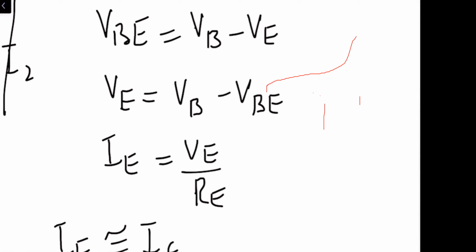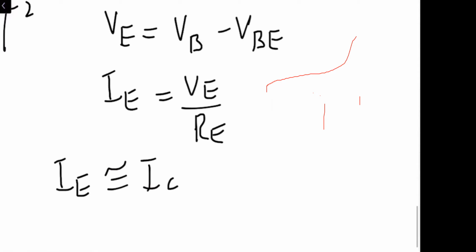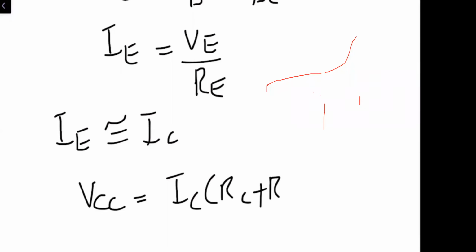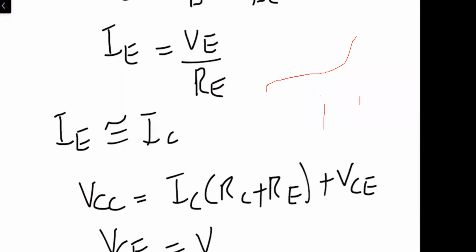Yes, sir. And therefore, what we can say, IE is equal to IC. Applying KVL to the output side, we get VCC is equal to IC into RC plus RE plus VCE, or we can say VCE is equal to VCC minus IC into RC plus RE. Are you with me?